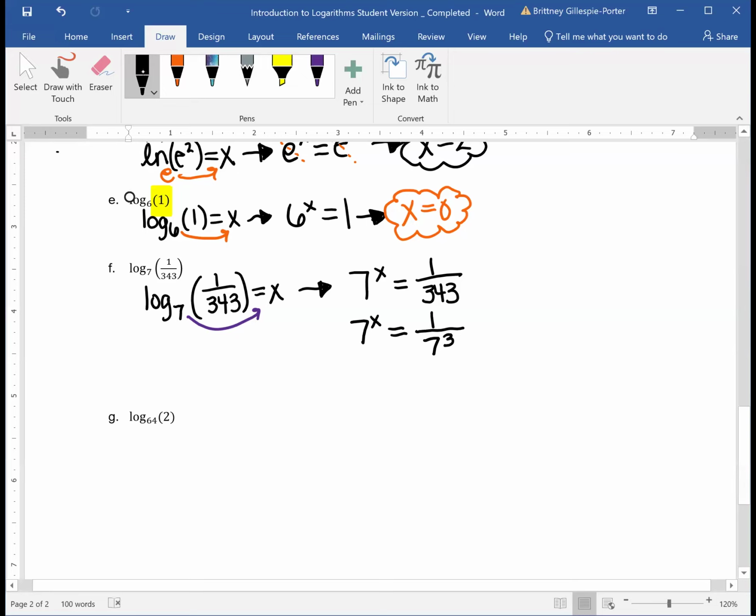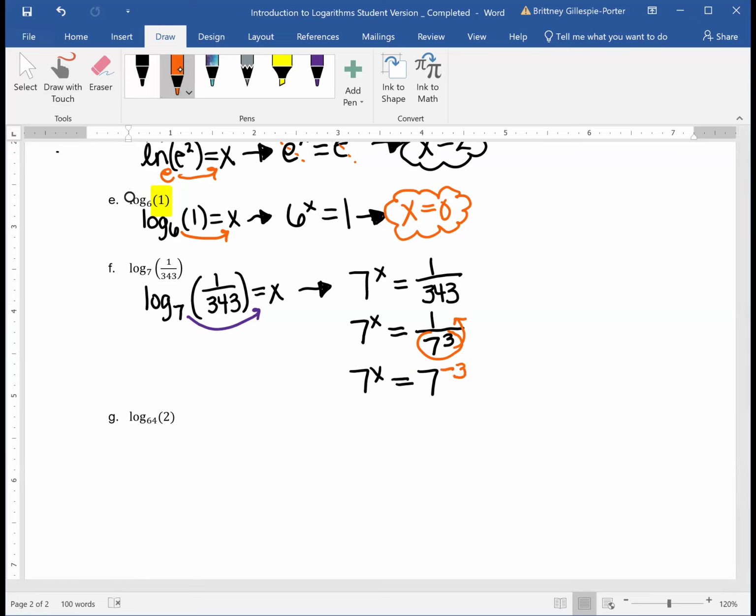We can't get rid of the bases yet because this one in the bottom is not the same. We need to move him up. So we get 7 to the x is equal to 7 to the negative 3, changing the sign on our exponent. Now that our bases are the same, we can cancel them out using the one-to-one property of our exponential functions, and we get x is equal to negative 3. So our answer is negative 3.